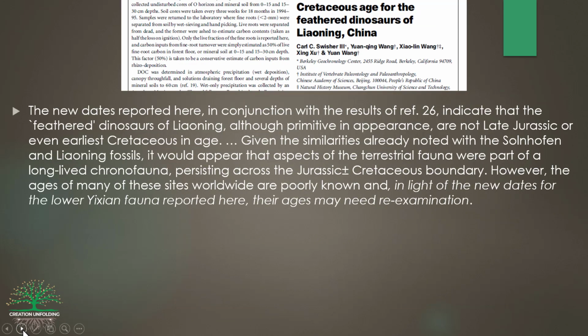Okay, so this is also from that paper. The new dates reported here, so that's their dates of 125 million years, in conjunction with the results of reference 26, indicate that the feathered dinosaurs of Liaoning, although primitive in appearance, are not late Jurassic or even earliest Cretaceous. Given the similarities already noted with the Solnhofen and Liaoning fossils, it would appear that aspects of the terrestrial fauna were part of a long-lived chronofauna persisting across the Jurassic-Cretaceous boundary.